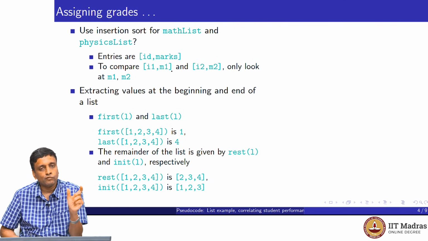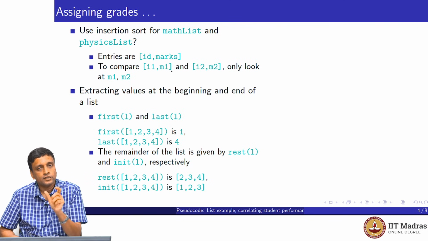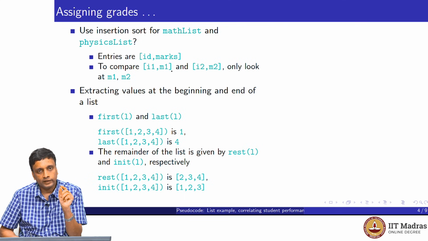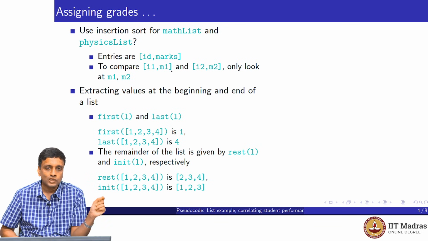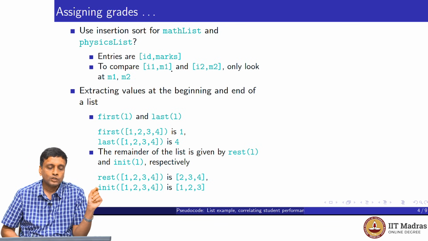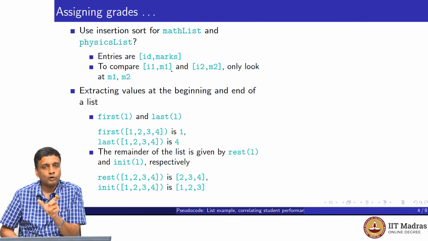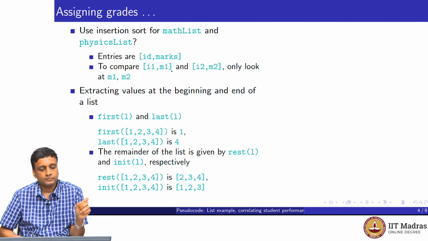So if I take rest of 1, 2, 3, 4, it is the list 2, 3, 4. First of 1, 2, 3, 4 is the item 1, okay? It's not the list 1, it is the item 1, but the rest is a list. Similarly, if I take last of 1, 2, 3, 4, I get 4. So I can take the initial part, which I will call init. So init of the list will be the list 1, 2, 3, everything except the last one, right?